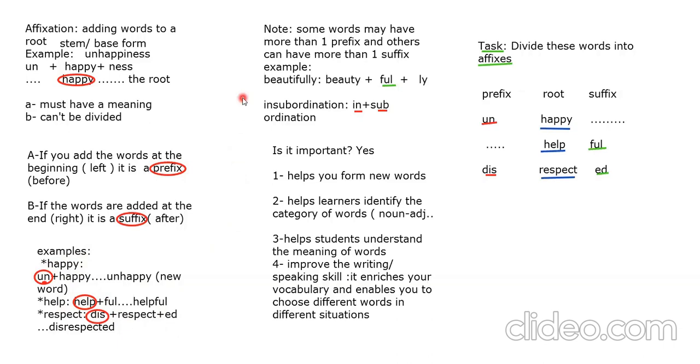And in English, of course, some words may have more than one prefix, and other words can have more than one suffix. For example, beautifully. So this is my root here, as you can see, beauty. And this is the suffix, adjective suffix ful. And this is another suffix here, which is adverb suffix ly. Second example, insubordination. So you've got two prefixes. You've got the in here, and sub, and this is the root.